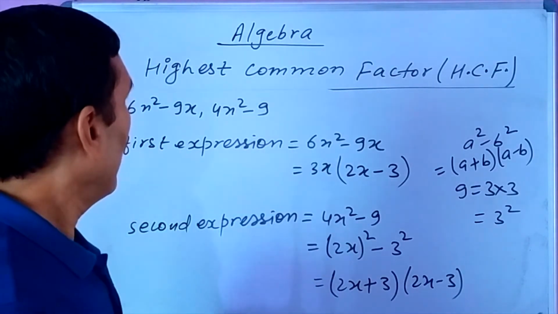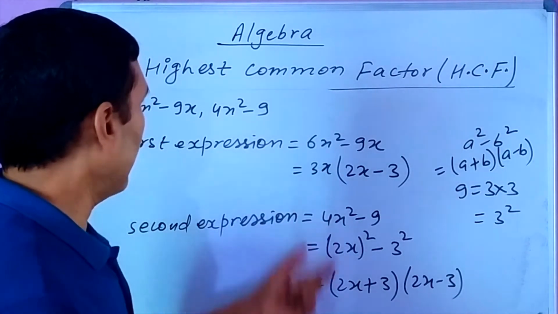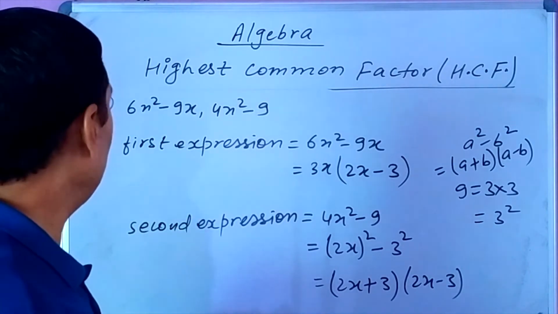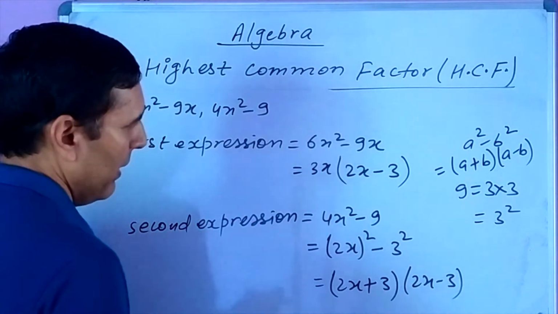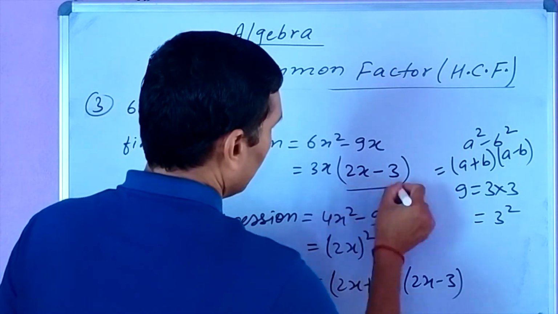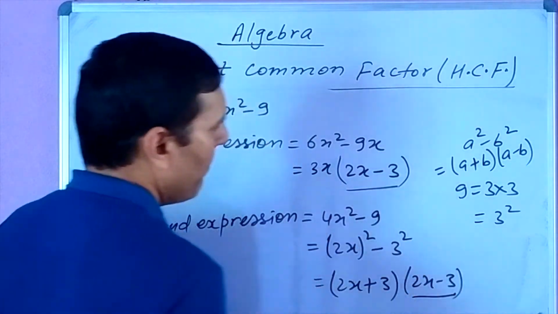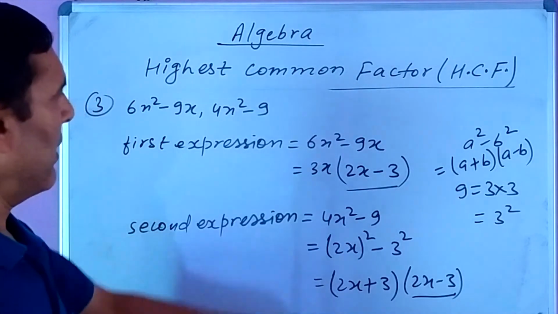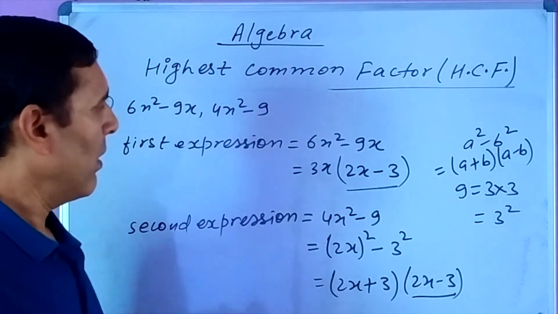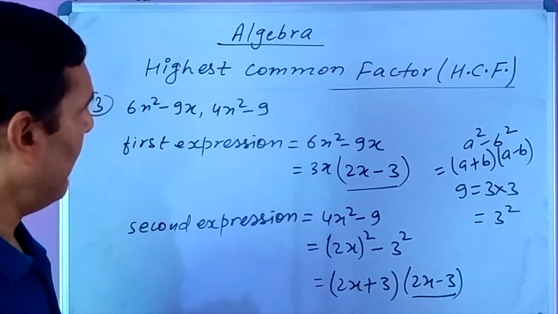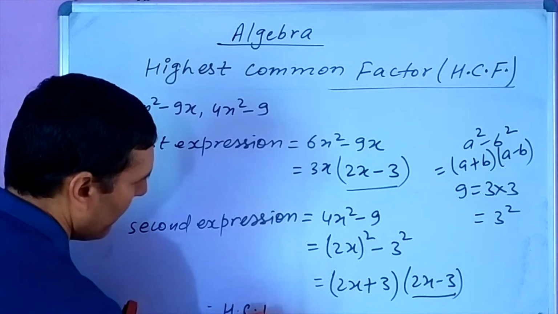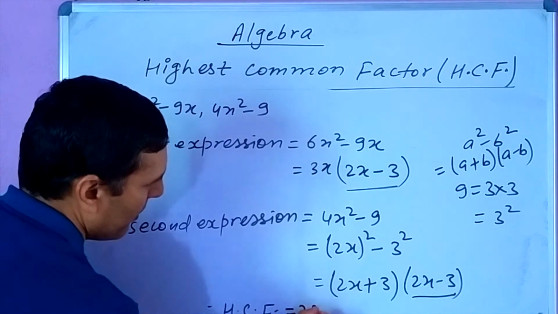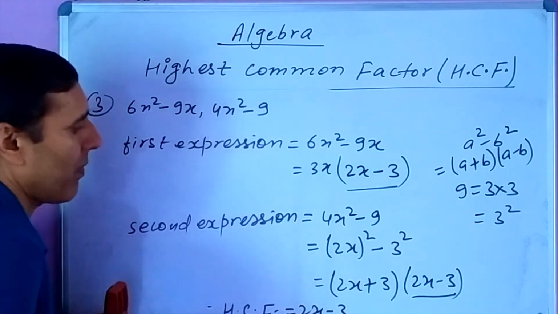Now we find the common factors between these two expressions, the first expression and the second expression. So here we can see 2x minus 3 is in both expressions. It is the common factor. We don't have any other common factor here. Therefore, HCF is equal to 2x minus 3.